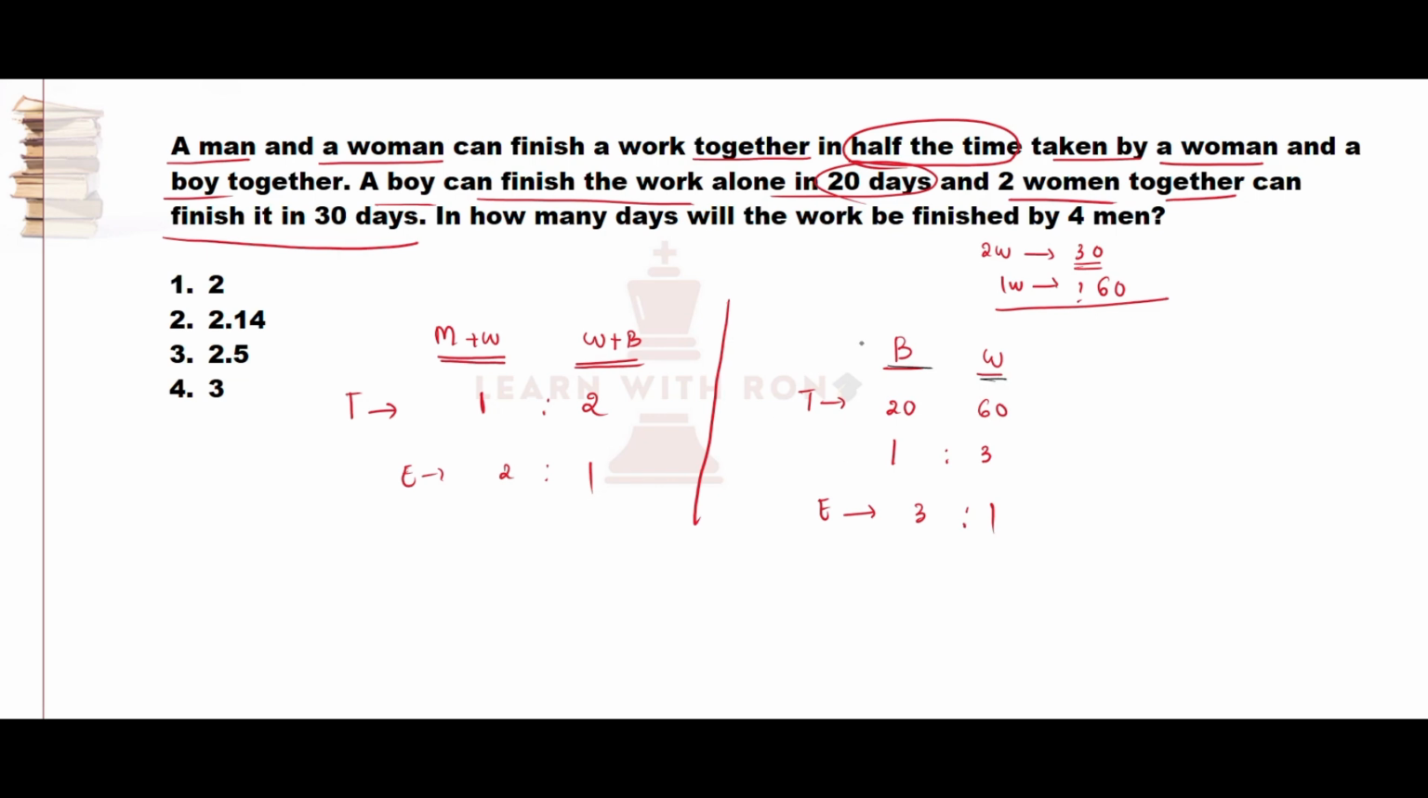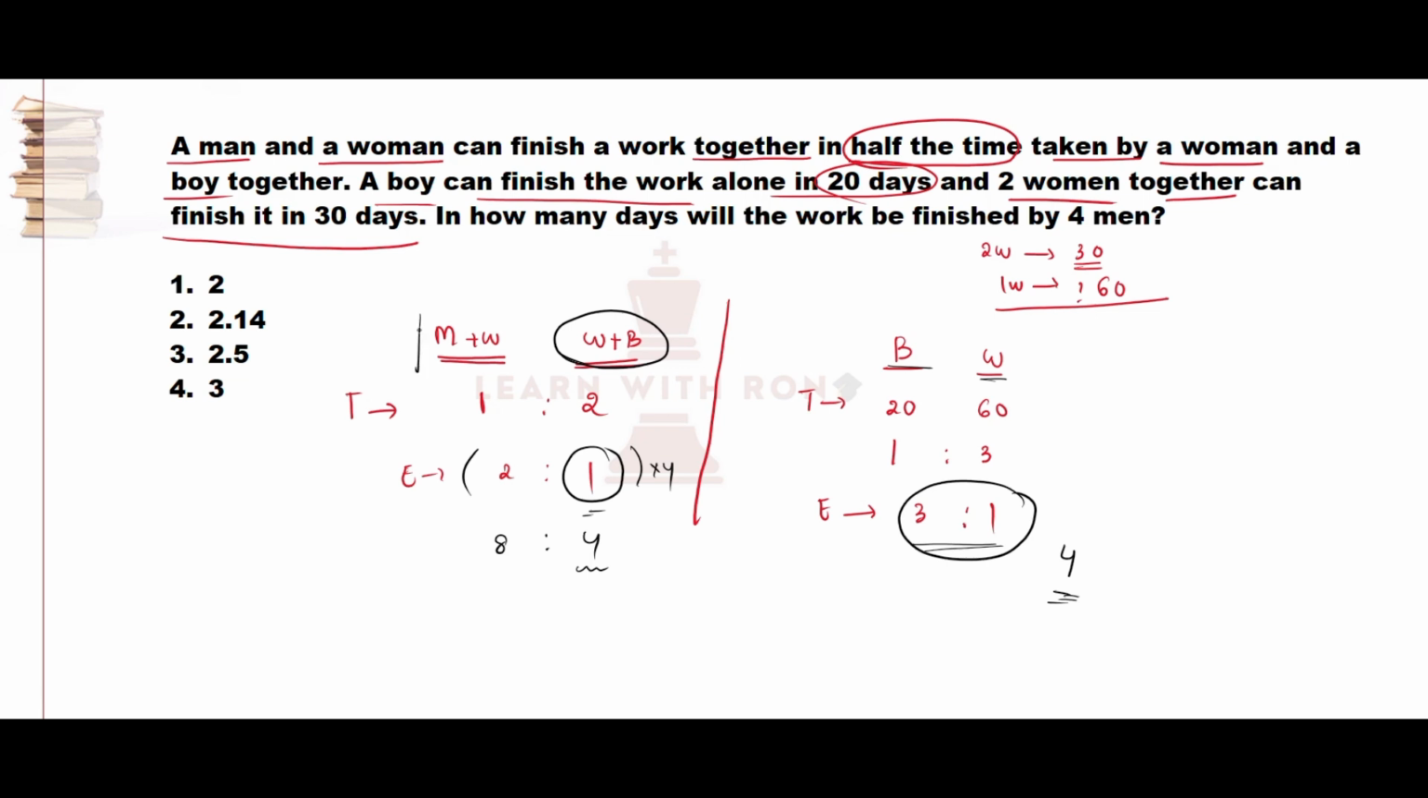See here, boy and woman, total efficiency how much? 4 parts. Here also boy plus woman, right? But here the efficiency is 1. Let's make the efficiencies equal. So here the total is 4, here 1, LCM is 4. Let's multiply this efficiency ratio by 4 to make them equal. If I multiply by 4, 4 twos are 8, 4 ones are 4. See, now woman plus boy efficiency is 4 and the total woman plus boy efficiency is also 4.